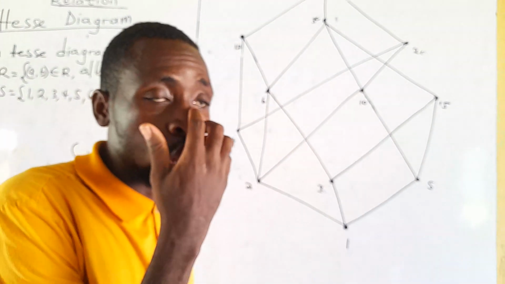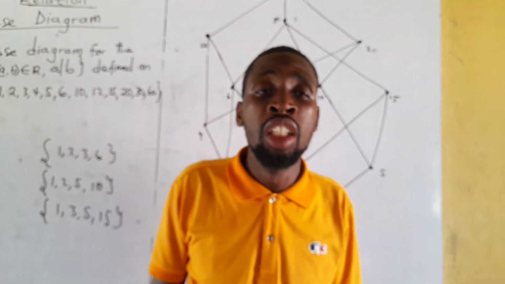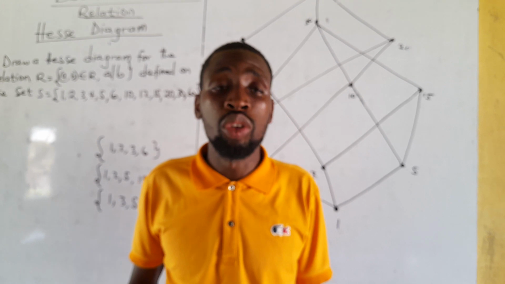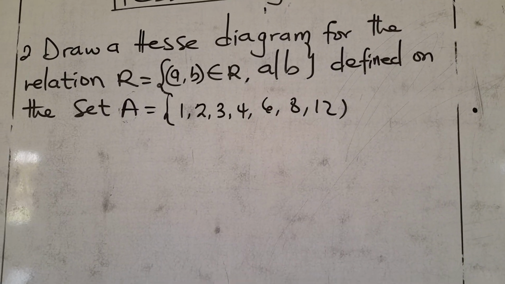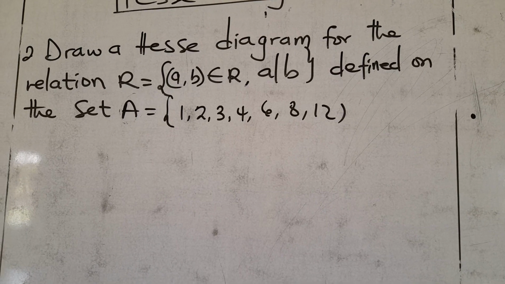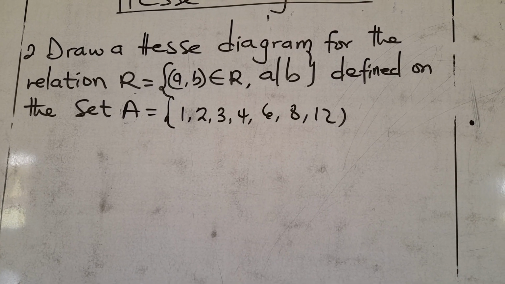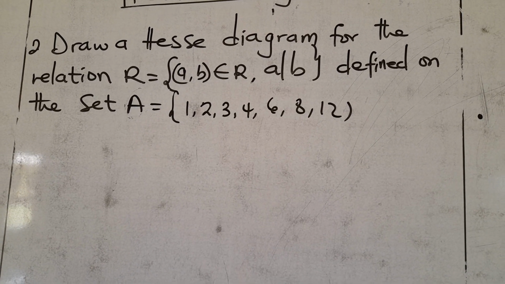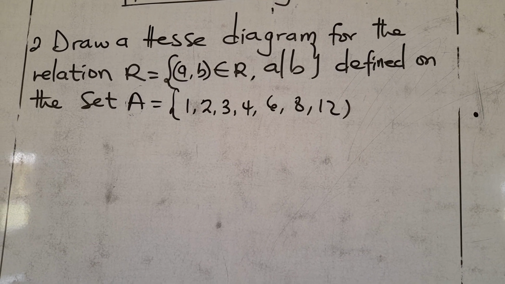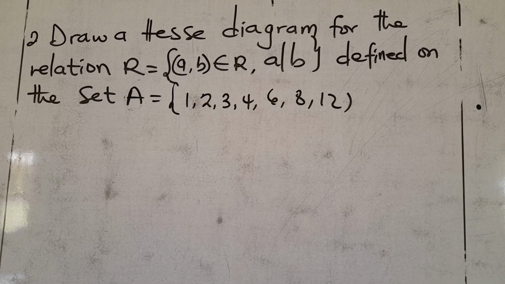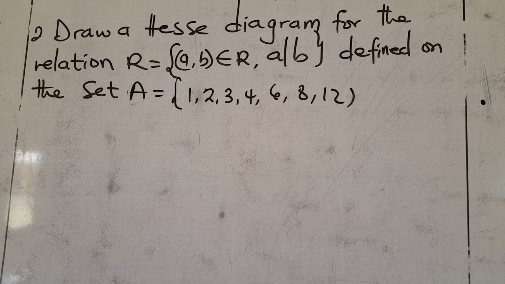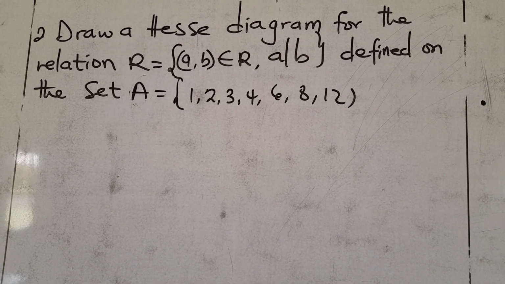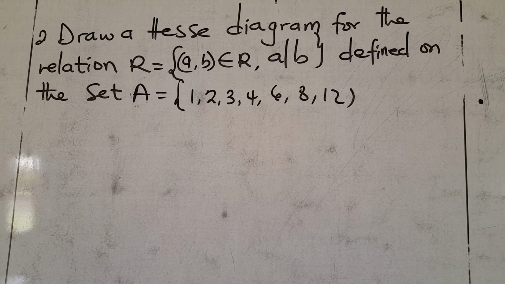This is very interesting. We will solve one more example on this so that you'll be abreast with the concept. So our second example says we should draw a Hasse diagram for the relation R equal to the ordered pair (A, B) being a member of the relation where A divides B, defined on a set A with members 1, 2, 3, 4, 6, 8, and 12. So you can pause the video and try drawing a Hasse diagram for this. After that, you compare your answers with mine.